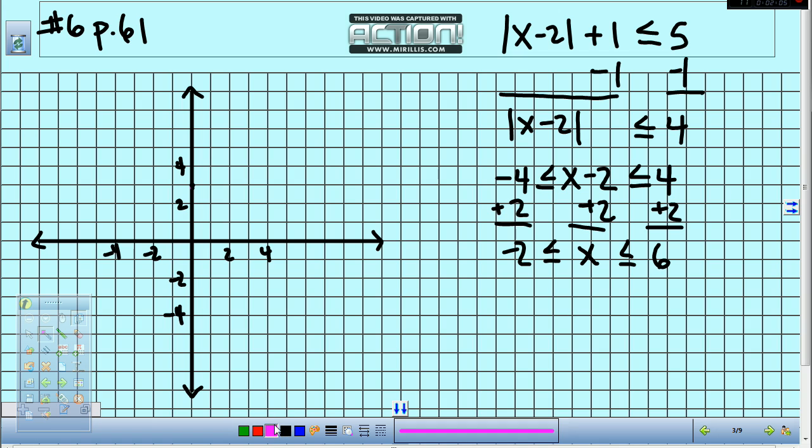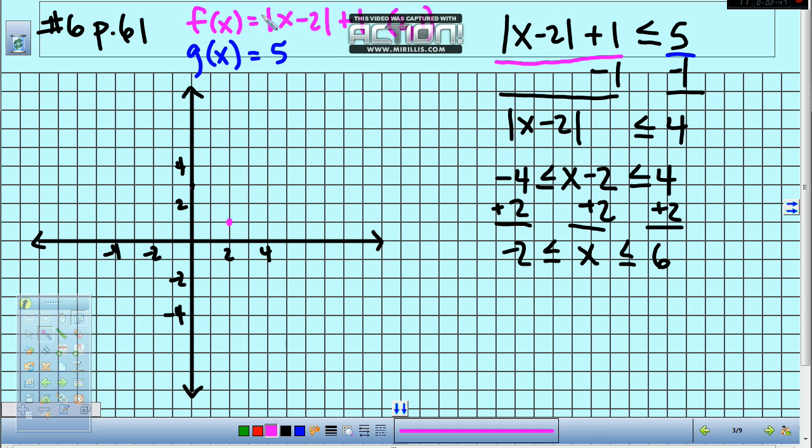All right, so let's go ahead and solve this graphically. To do that, you take the first part of your inequality and make that equal to f of x. So f of x is equal to the absolute value of x minus 2 plus 1. And then the second part of your inequality, you're going to make that equal to g of x. So g of x is equal to 5. We're going to graph each one of these separately. Graphing f of x, the vertex is positive 2, positive 1. So 2, 1 is the vertex.